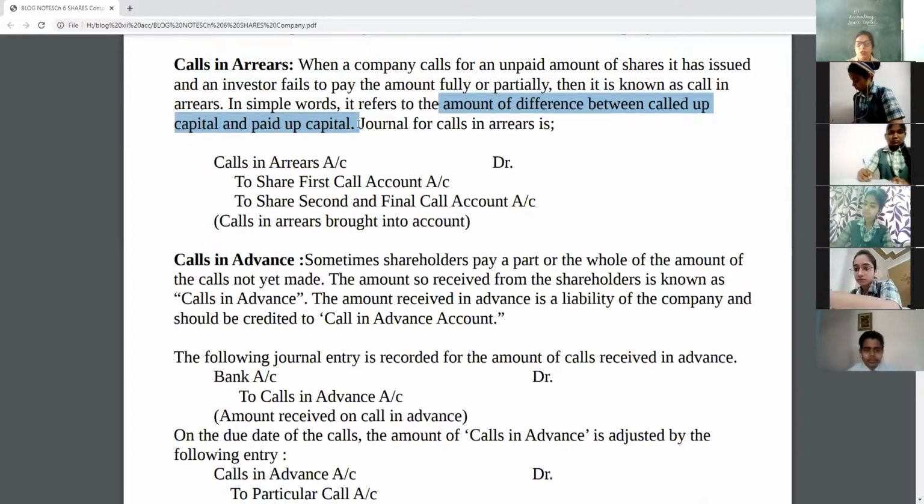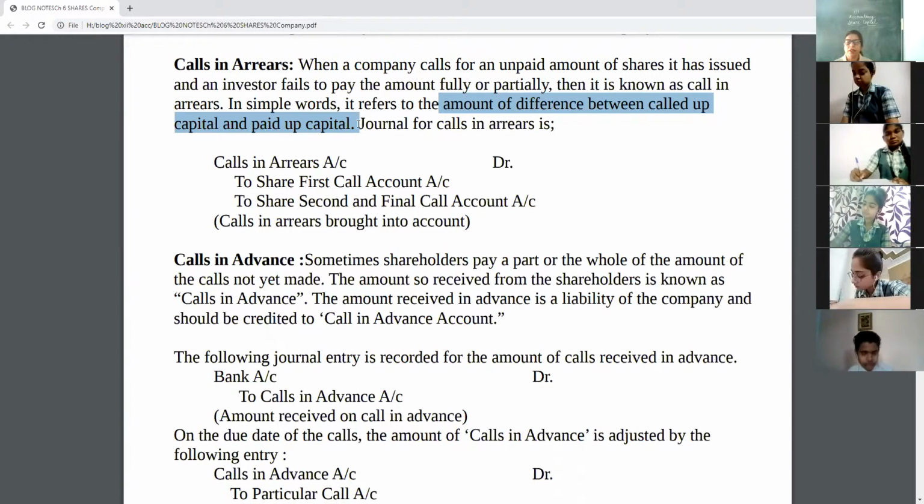So what will the general entry be? Calls in arrears account debit to share capital account, first call, second call. Calls in arrears account debit, first call if that is first call. If that is on second call, you can write second call. If both, you will write both. It depends on the question.